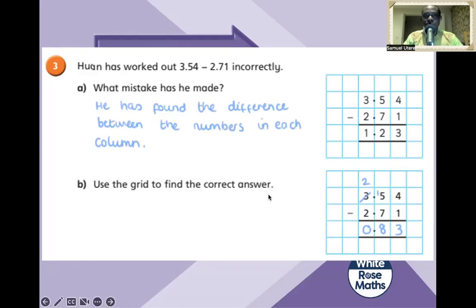All right, now use the grid to find the correct answer. This is what he should have done. That one is 4 subtract 1, so 4 hundredths subtract 1 hundredths will be 3 hundredths. And then here we cannot subtract 7 tenths from 5 tenths, so we have to do an exchange from here. That will be left with 2, but now we'll have 15 tenths, of which if we subtract 7 tenths from it, we'll have 8 tenths. And then 2 ones minus 2 ones will be 0. So our answer is 0.83.